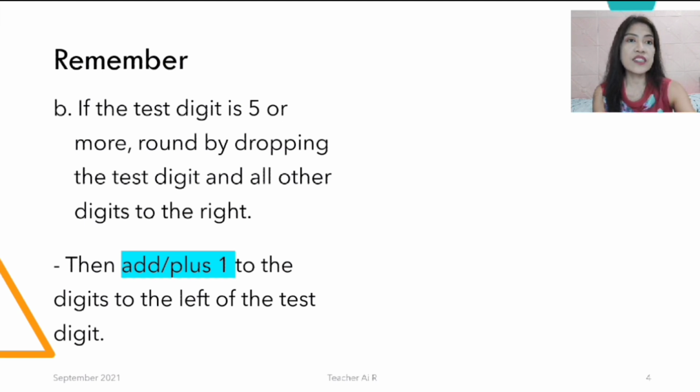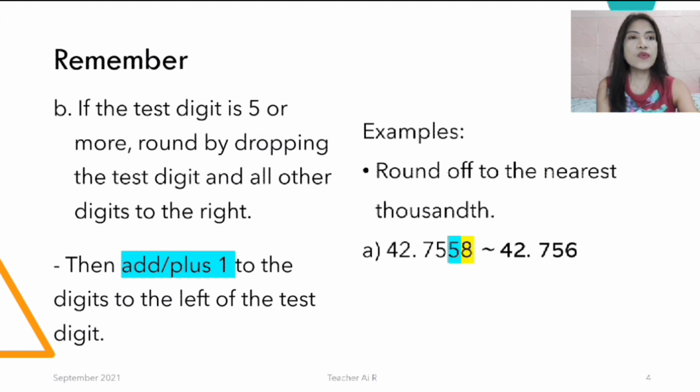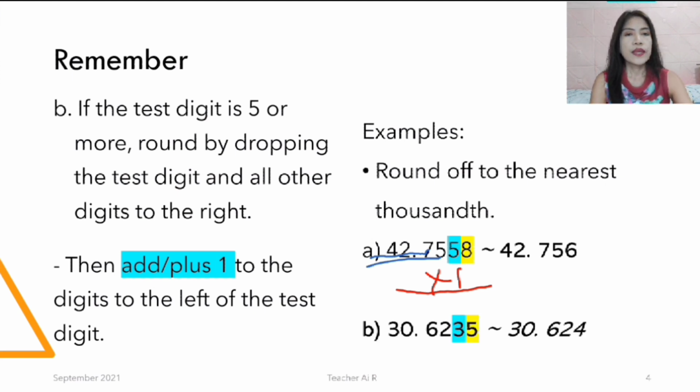It's like this example. Round off to the nearest hundredth. So we have there the nearest hundredth, 5, and their test digit is 8. So drop off the 8 and then add 1 to 5. So 5 plus 1 is 6, and then copy the other numbers. So you have to copy the 42.75.